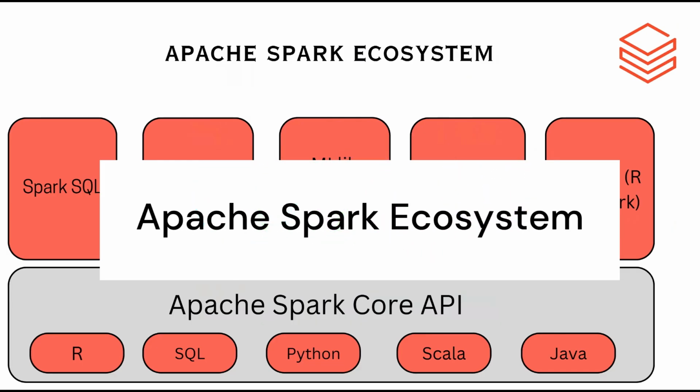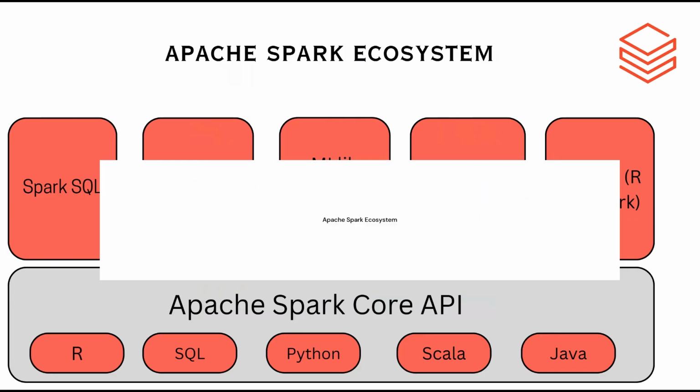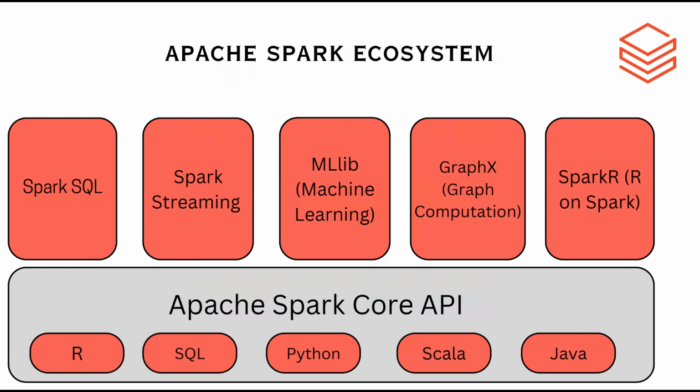Now let's see about the Apache Spark ecosystem. This ecosystem is a comprehensive collection of components and libraries that come together to deliver fast and scalable data processing solutions. So whether it's handling data processing or batch processing, real-time streaming or machine learning or graph analytics, the Spark ecosystem offers a range of tools to manage these big data tasks very efficiently.